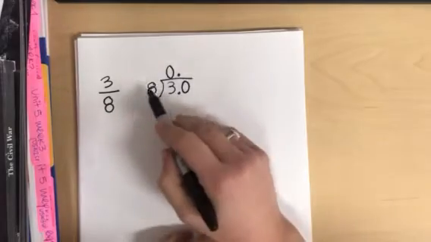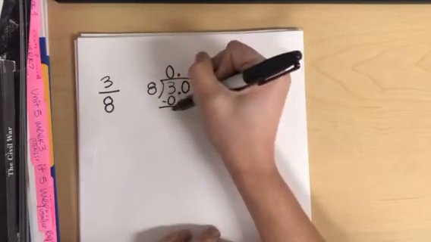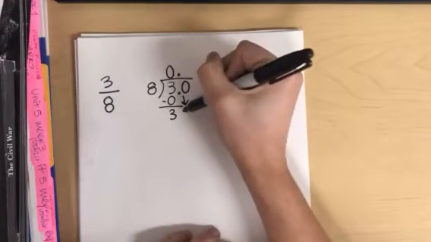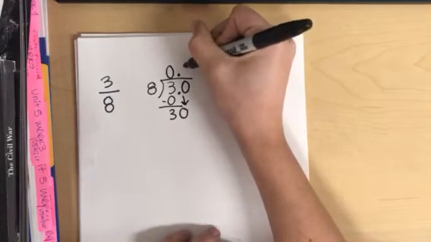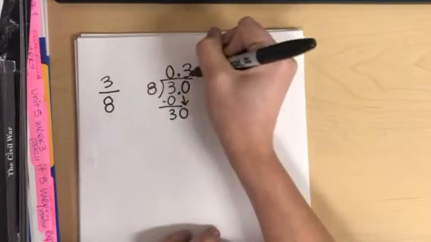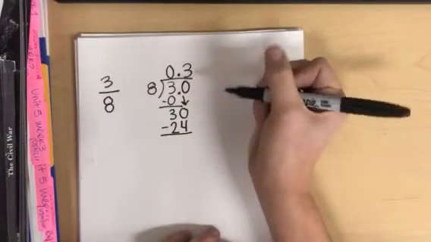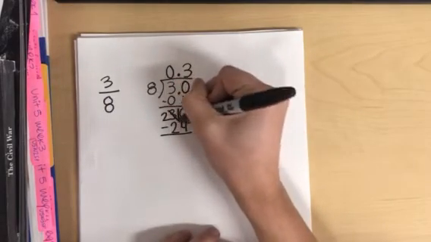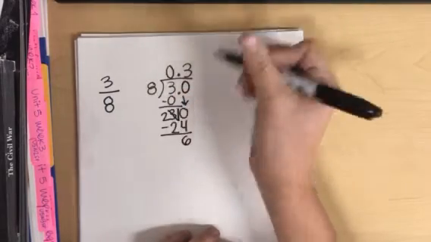And you have 8 times 0, which is 0. 3 minus 0, which is 3. Bring down that 0. 8 goes into 30 3 times. 8 times 3 is 24. Then you're going to subtract. You're going to have to borrow. 10 minus 4 is 6. 2 minus 2 is 0.